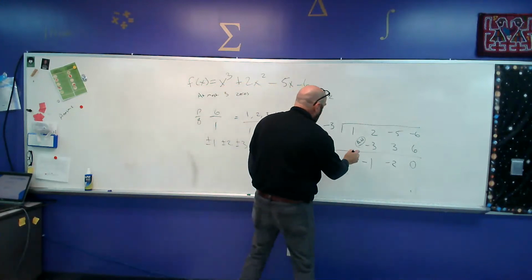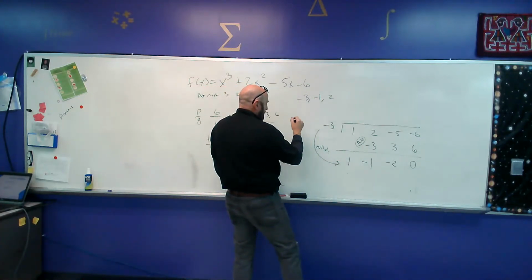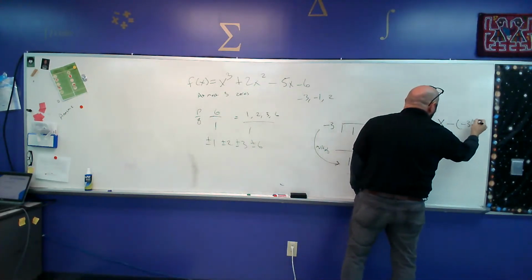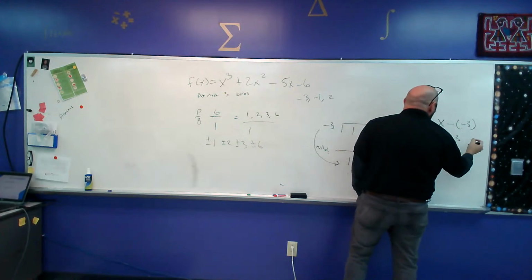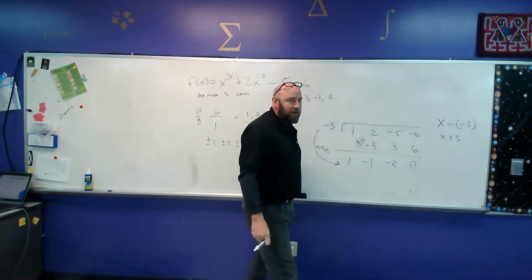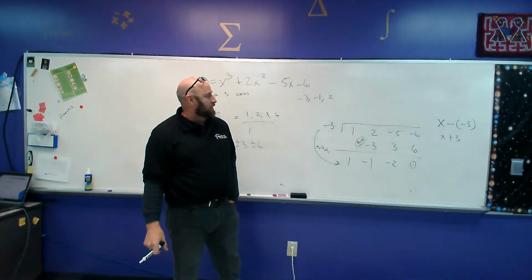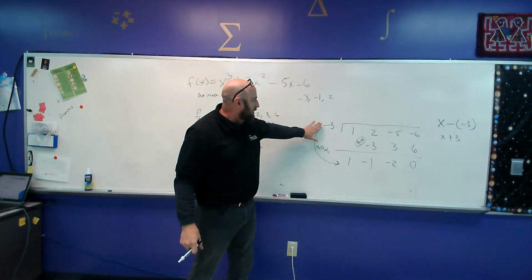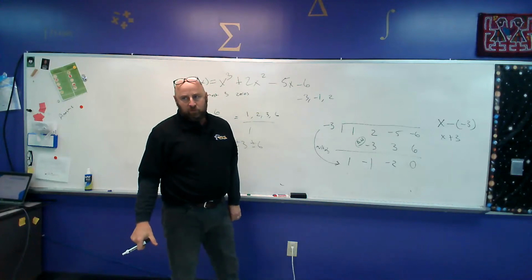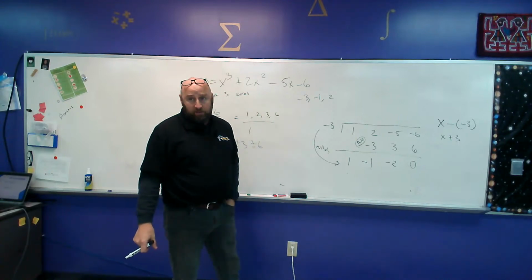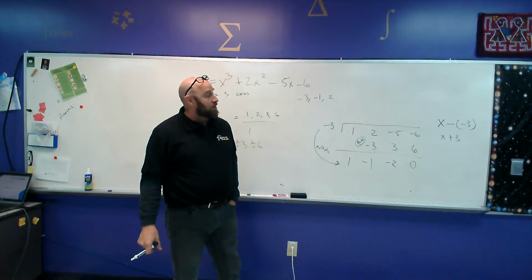Therefore, we know that x minus -3, so we would say x plus 3, is a factor of this, and we know that negative 3 is a real zero and x plus 3 is a factor. Now then, the right thing to do is to keep going and to test more.